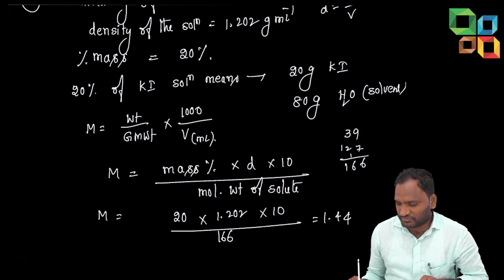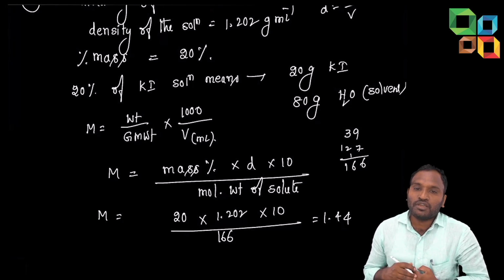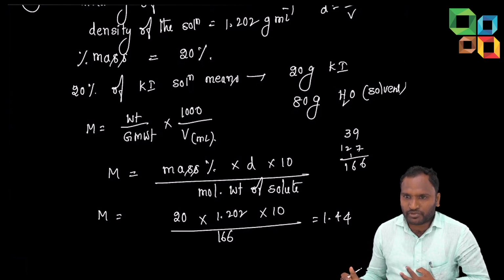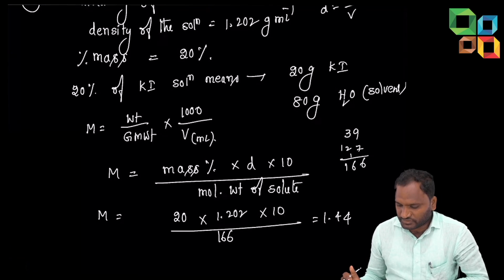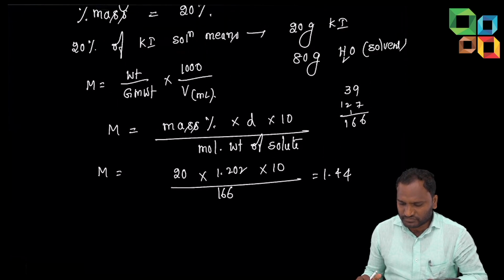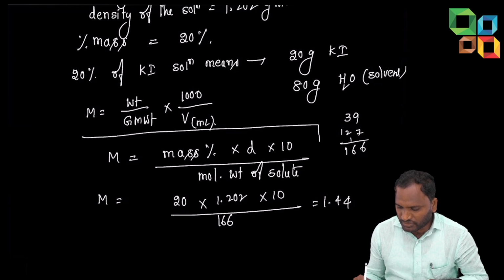This is better. Instead of finding density, from density finding volume of the solution, this I don't want. Yeah, approximately 1.4. Correct. 1.4 mole you can take. Molarity is equal to mass percentage into density into 10 by molecular weight of solute. Same thing. This formula you use.